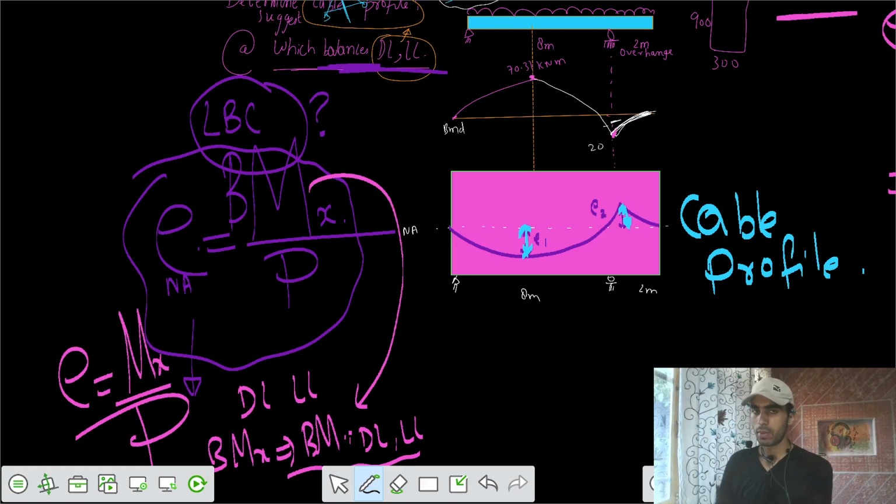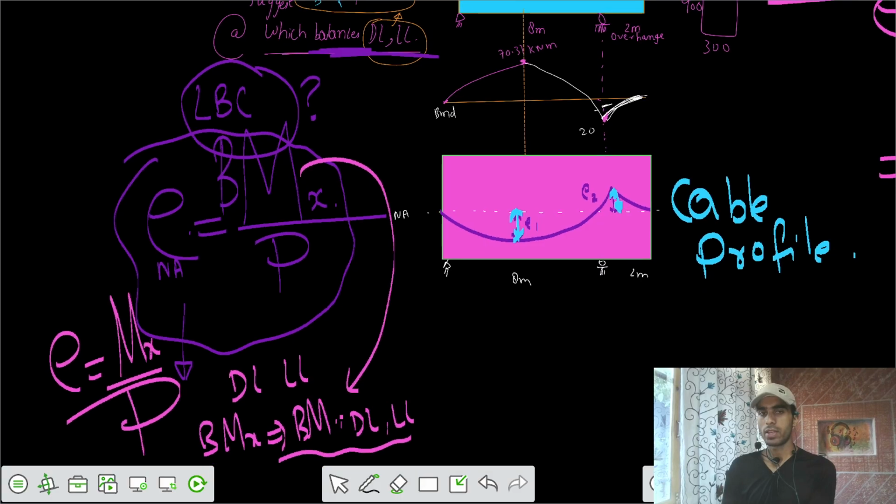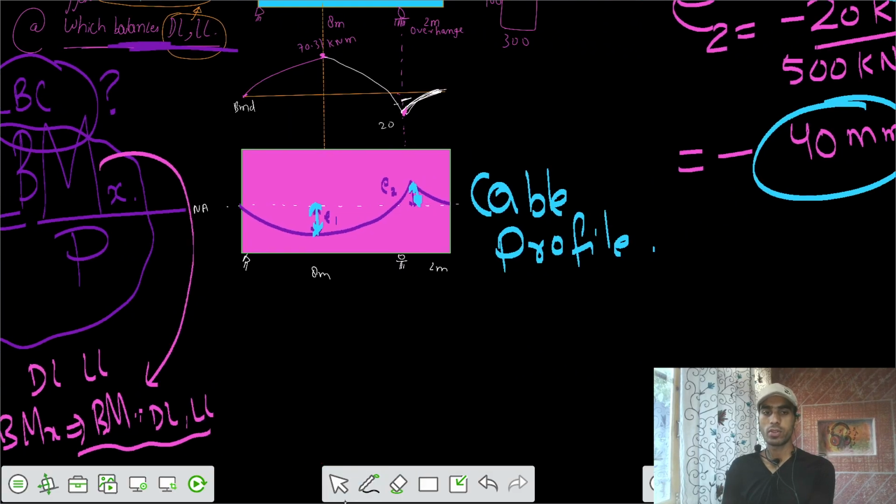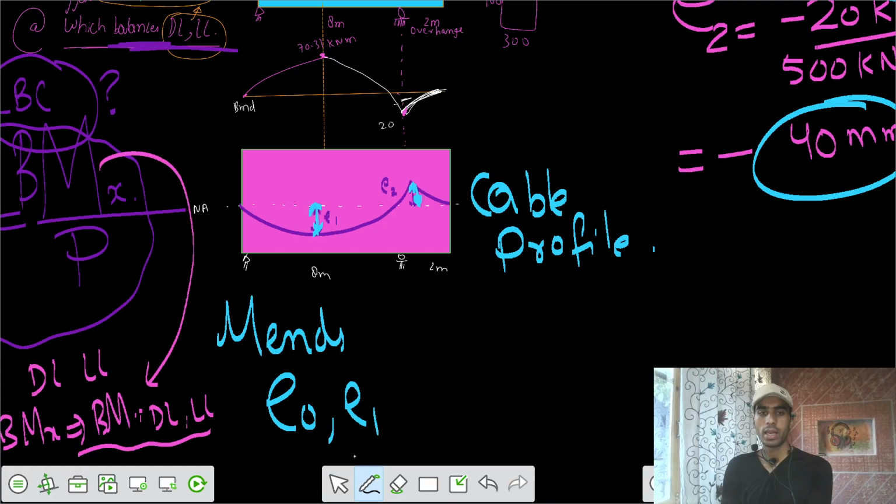And the cable has eccentricity 0 at the ends, because the moment is 0 at the ends. So your eccentricity of the cable at the ends, E0 and E10, is equal to 0. So this is our cable profile finally.